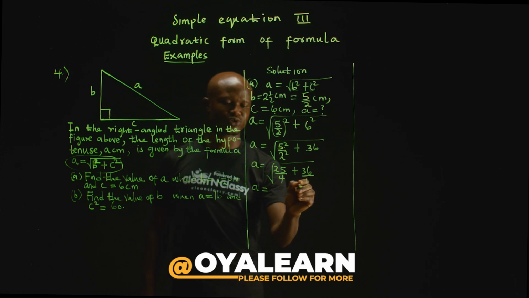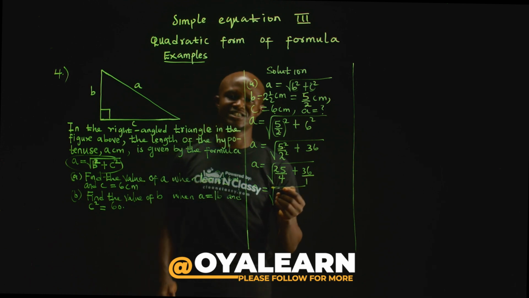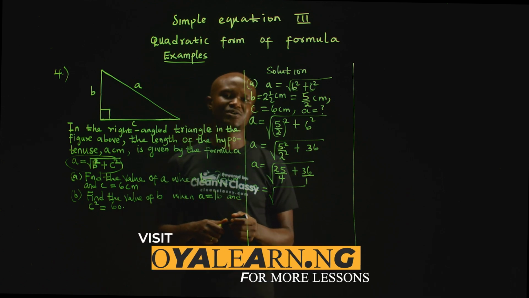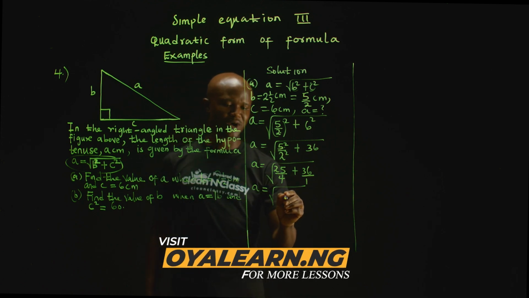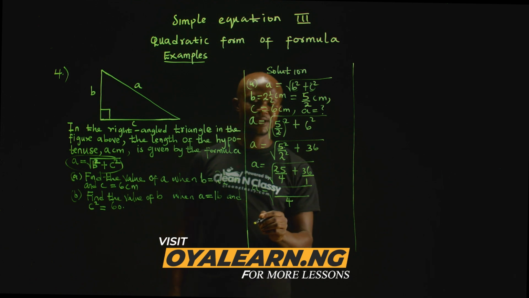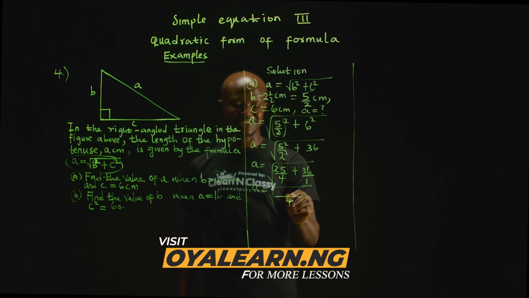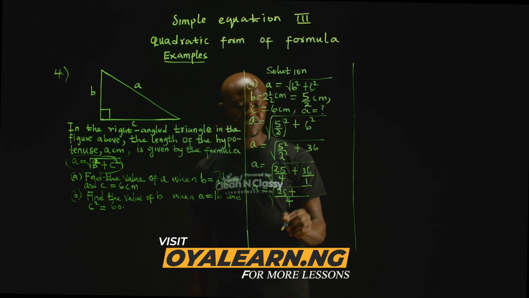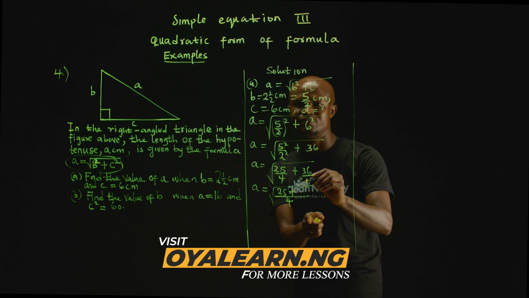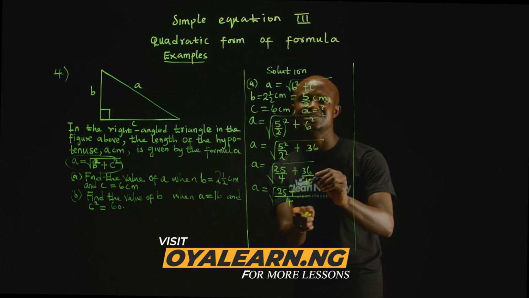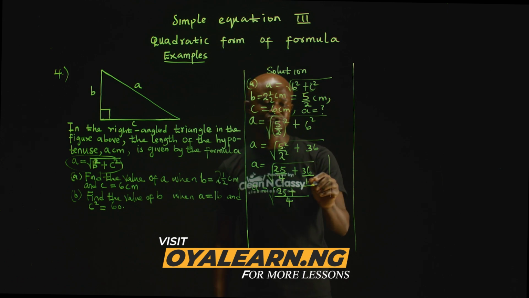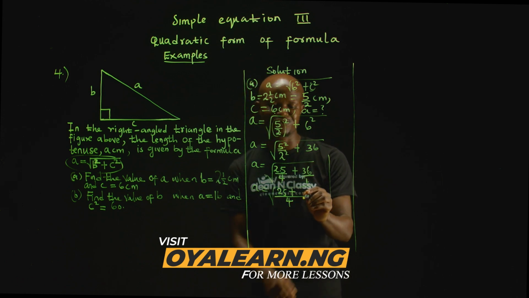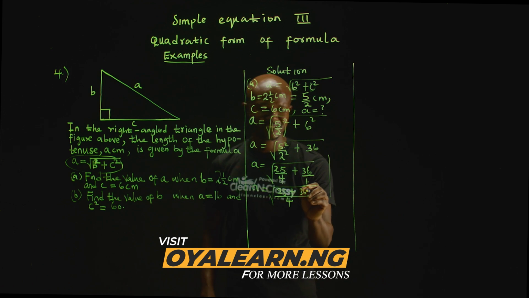Now a equals the square root of, we now look for the LCM. What is the LCM of 4 and 1? LCM of 4 and 1 is 4. That is 1 times 4, which equals 4. Now, 4 divided by 4, that is this 4 divided by this 4. What are we having? 1. So 1 times 25, we have 25. Now, plus this 4 divided by this 1 we have here at the denominator. 4 divided by 1 is 4. Then we need to multiply out. We now have here 36 times 4.